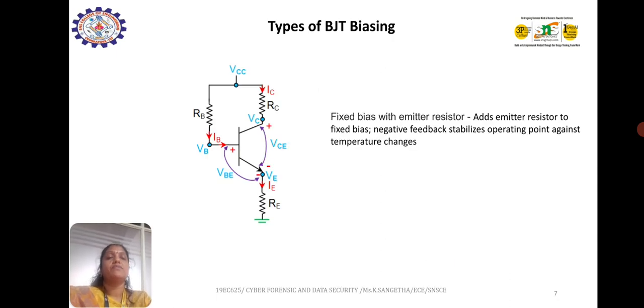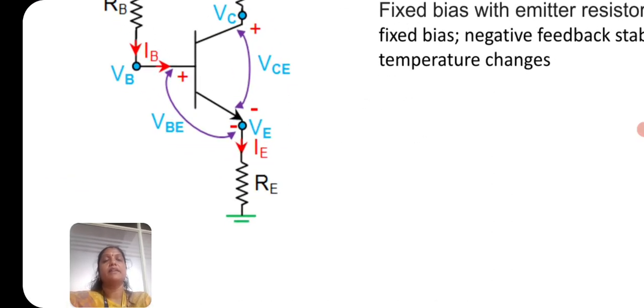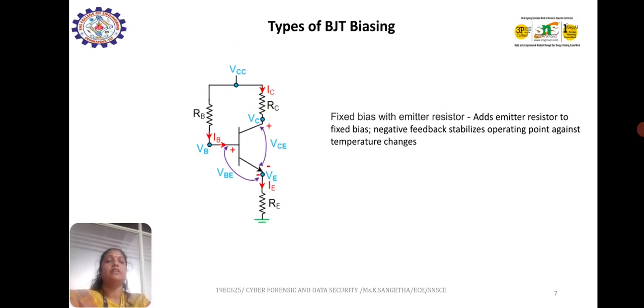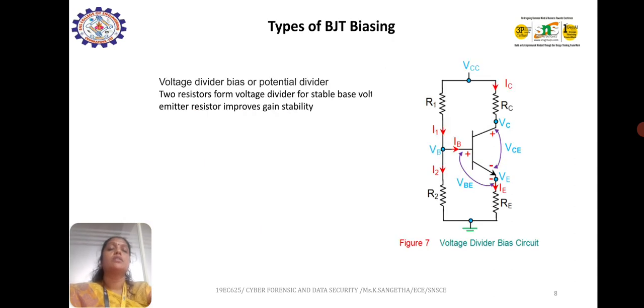And the next one is fixed bias with the emitter resistor. So there is a resistor connected in the emitter, that is RE. RE is connected. So the emitter resistor also gives negative feedback. So obviously it improves the stability. Also it gives a good operating point against temperature change.